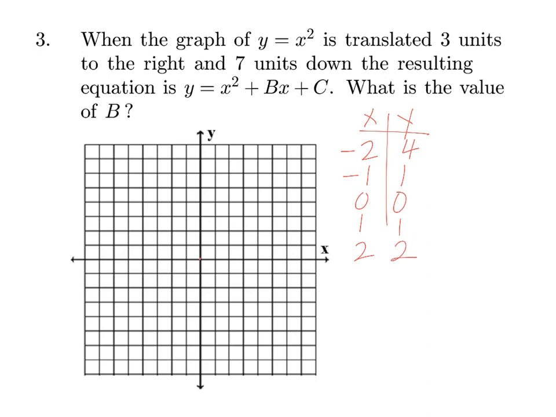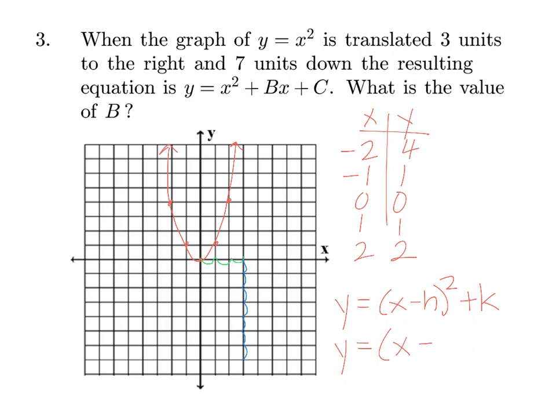All right, if you plug those values of x in, you get those values for y. All right, so there's our parabola to start with. But the parabola is moved 3 units to the right, and 7 units down. Okay, here's the equation for a parabola in vertex form. So what's going on here?